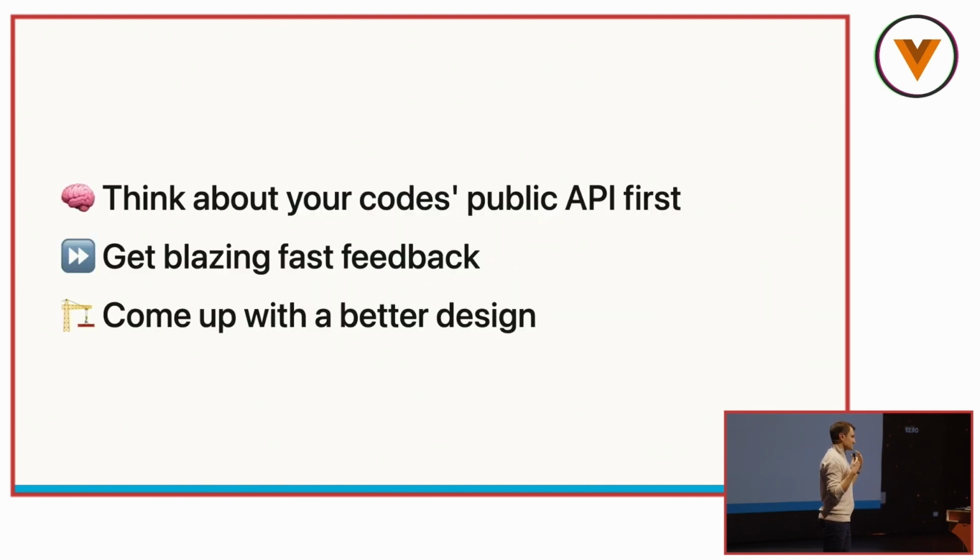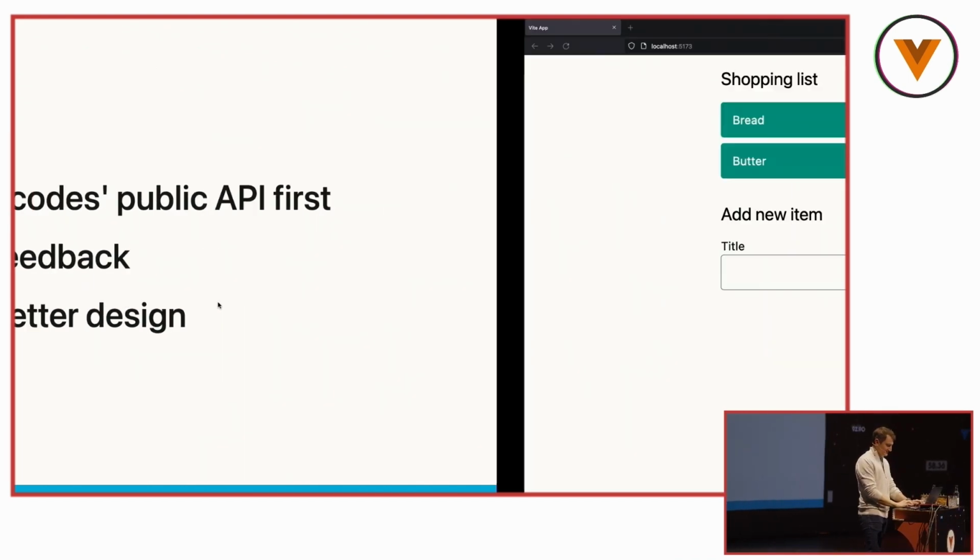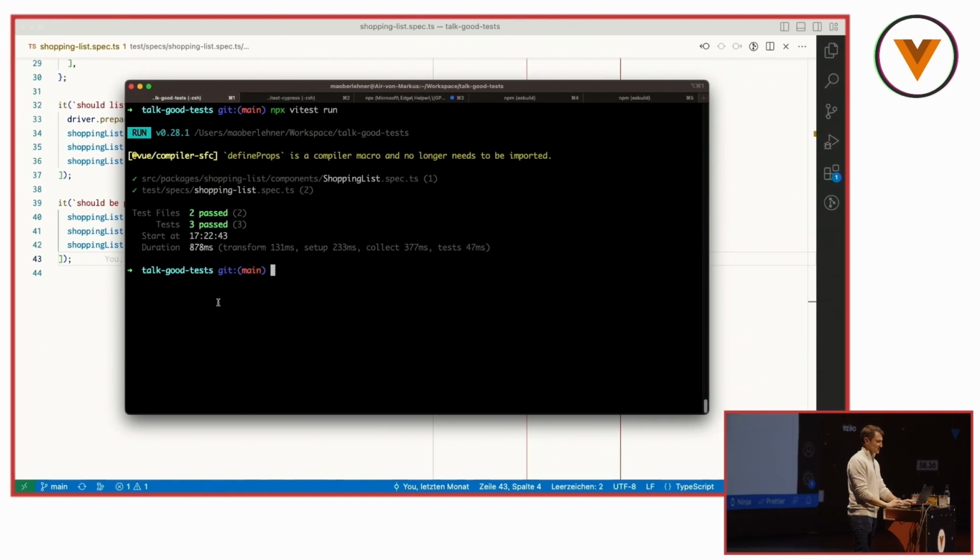And why do we want to write the tests before the implementation? First of all, it forces us to think about the code, about the public API of our code before we write the code, which is very useful to write better code. Second, we get blazing fast feedback that way, because if we have an automated test in place, then the automated test makes sure that the few lines of code we just wrote do what we expect them to do. And ultimately, what this leads to is that we are able to come up with a better design. So I want to show you a little demo of how this works in practice.